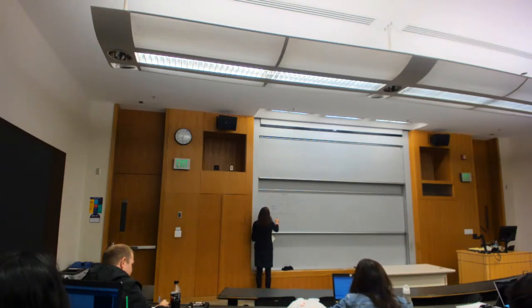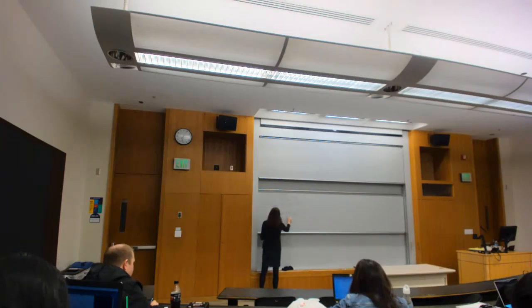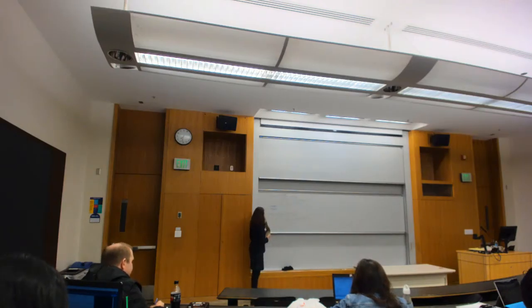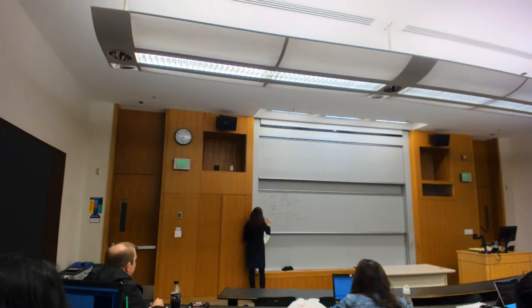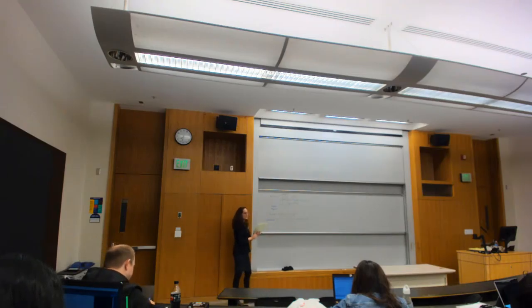One way is to use convolution in the time domain. So y of t is the integral from t naught to t of g of t minus tau times u of tau, d tau. So we have this convolution here, and that's a pure time domain method.